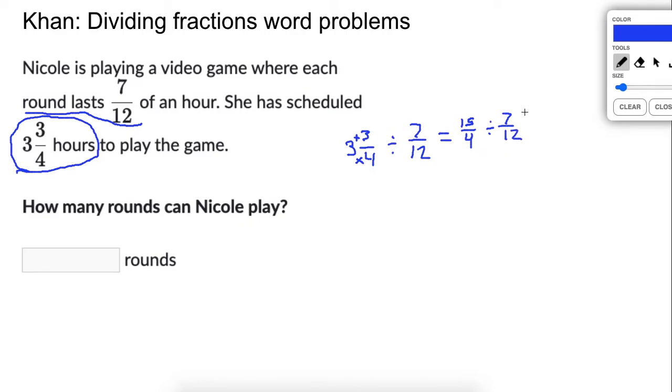Now, once you get to that point, then you're going to write your multiplication problem. So again, we use 15/4. The way to help us remember this is keep it, change it, flip it. So the first one stays the same, change to multiplication because we're multiplying by the reciprocal, and then flip it. So multiplying by the reciprocal is 12/7. Okay, so then we would multiply that across.